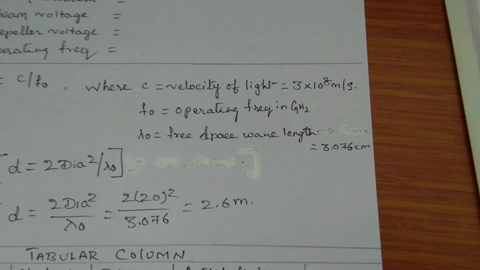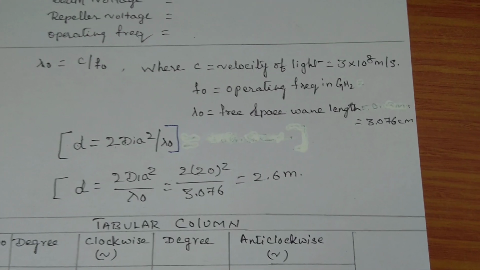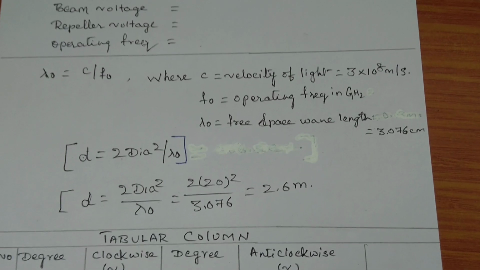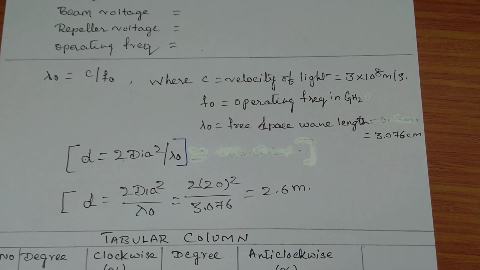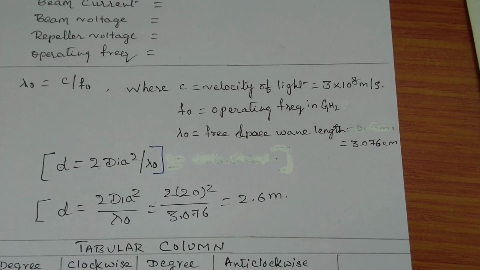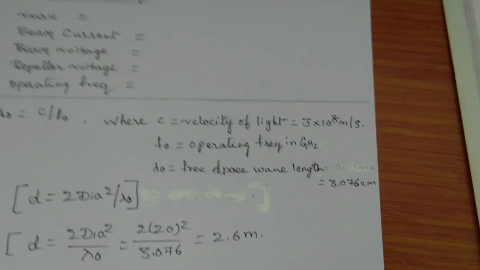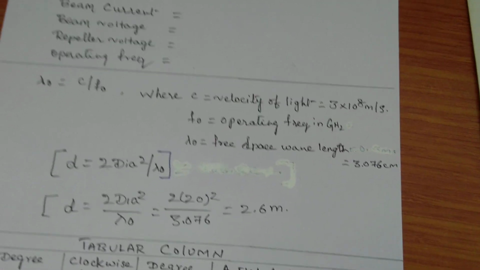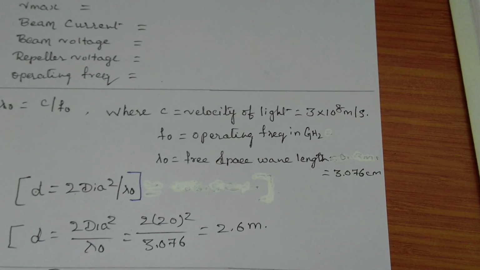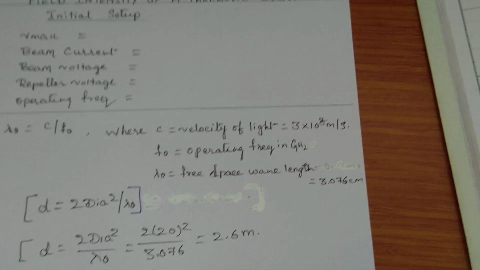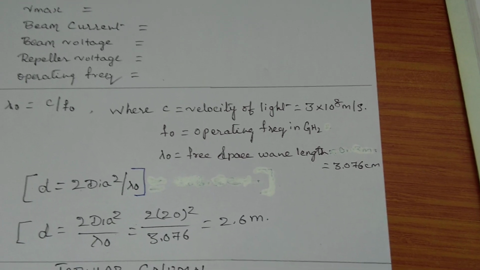Now let us see how to find out the distance. The distance equation is d equals 2 D squared divided by lambda naught. What is lambda naught here? It is the free space wavelength. How to find the free space wavelength? Lambda naught is C by F, where C is the velocity of light, 3 into 10 to the power 8 meters per second, and F is the operating frequency in gigahertz.